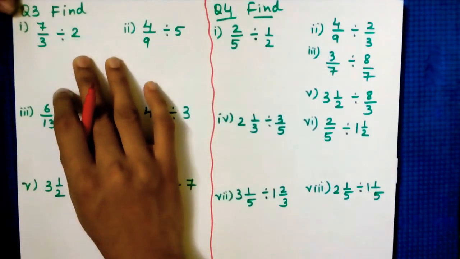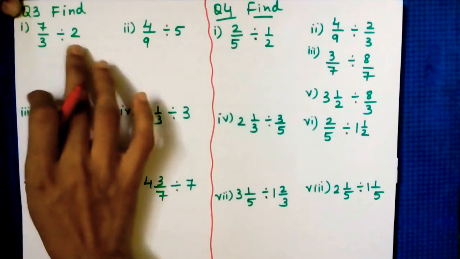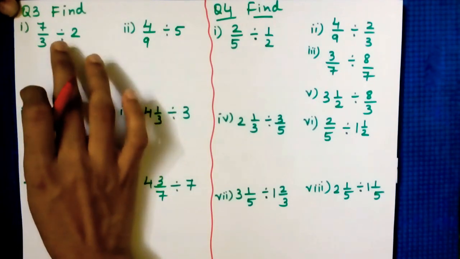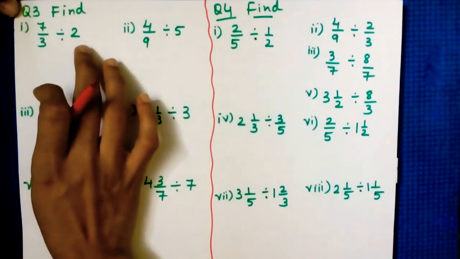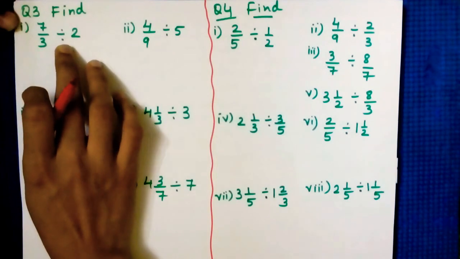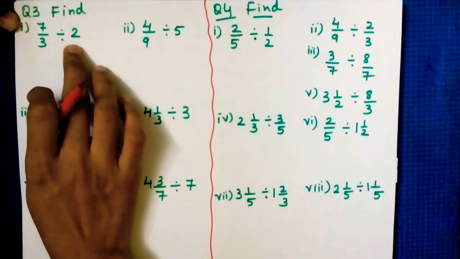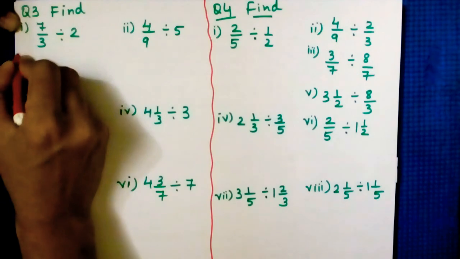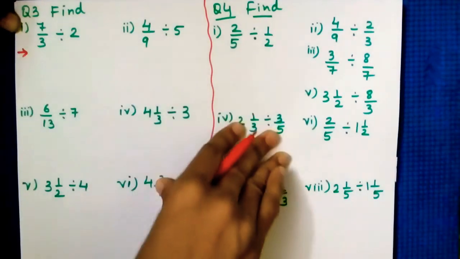In question number 1, a whole number was given first and then a fraction. So we took the reciprocal and changed the sign. Now the fraction is given first, then the whole number. The procedure is the same. Let us start.